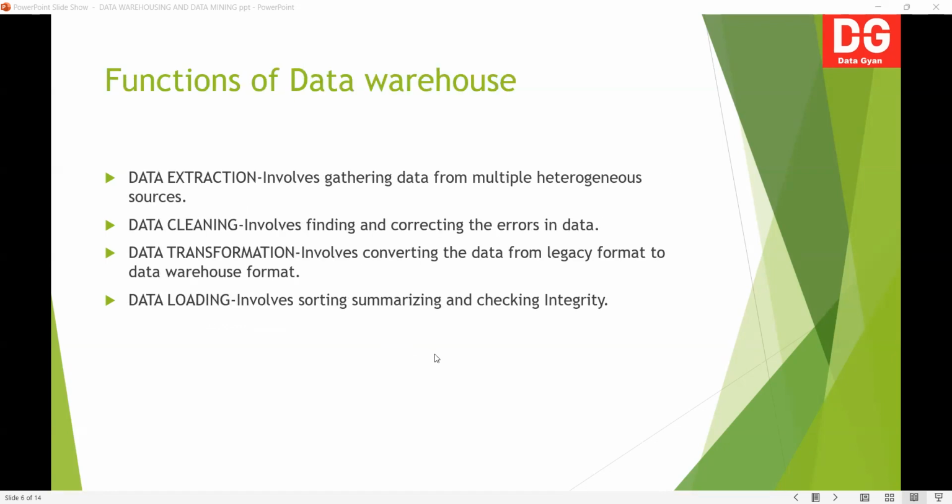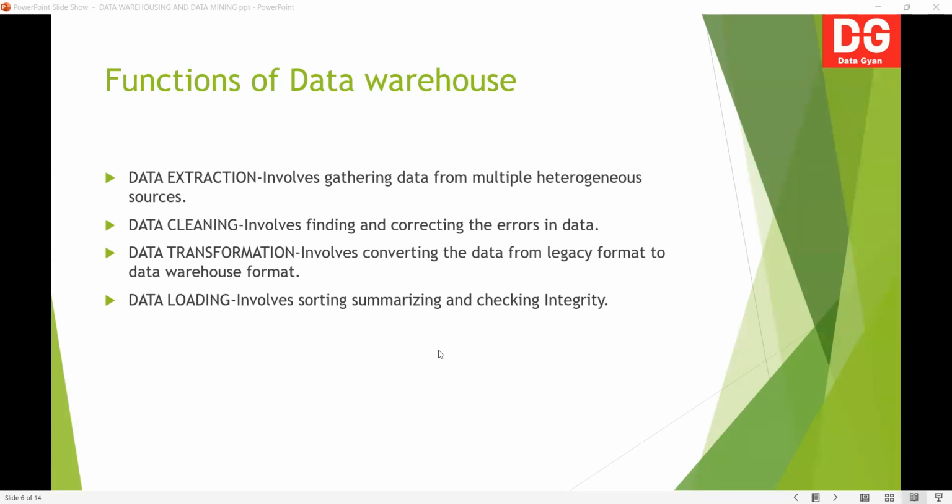After that, the functions of the data warehouse. First of all, we do the ETL process: extraction, cleaning, transformation, loading. These are the functions of the data warehouse. Data extraction involves gathering data from multiple heterogeneous sources. After that, we clean the data. Cleaning the data means we find whatever errors are there and check whether the data is in the correct format or not.